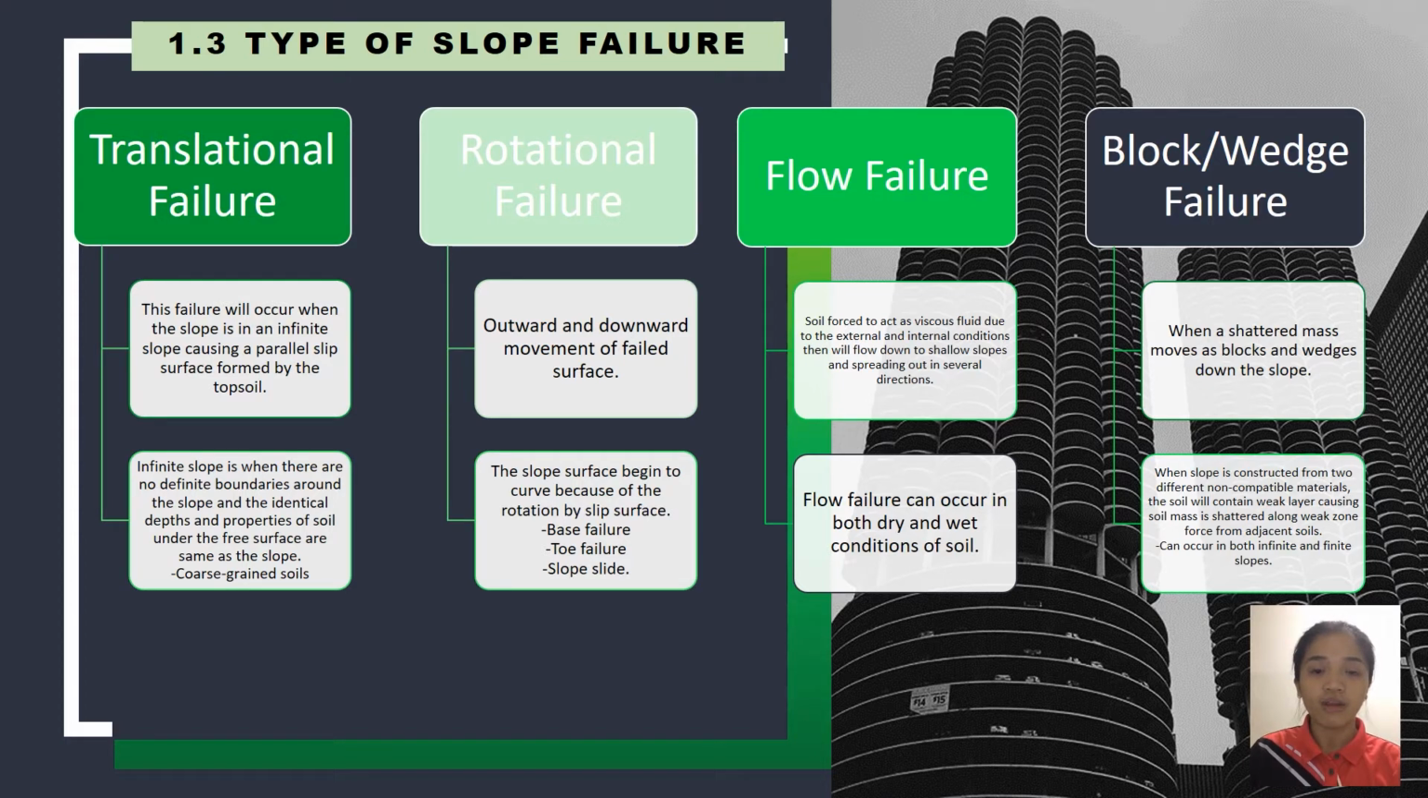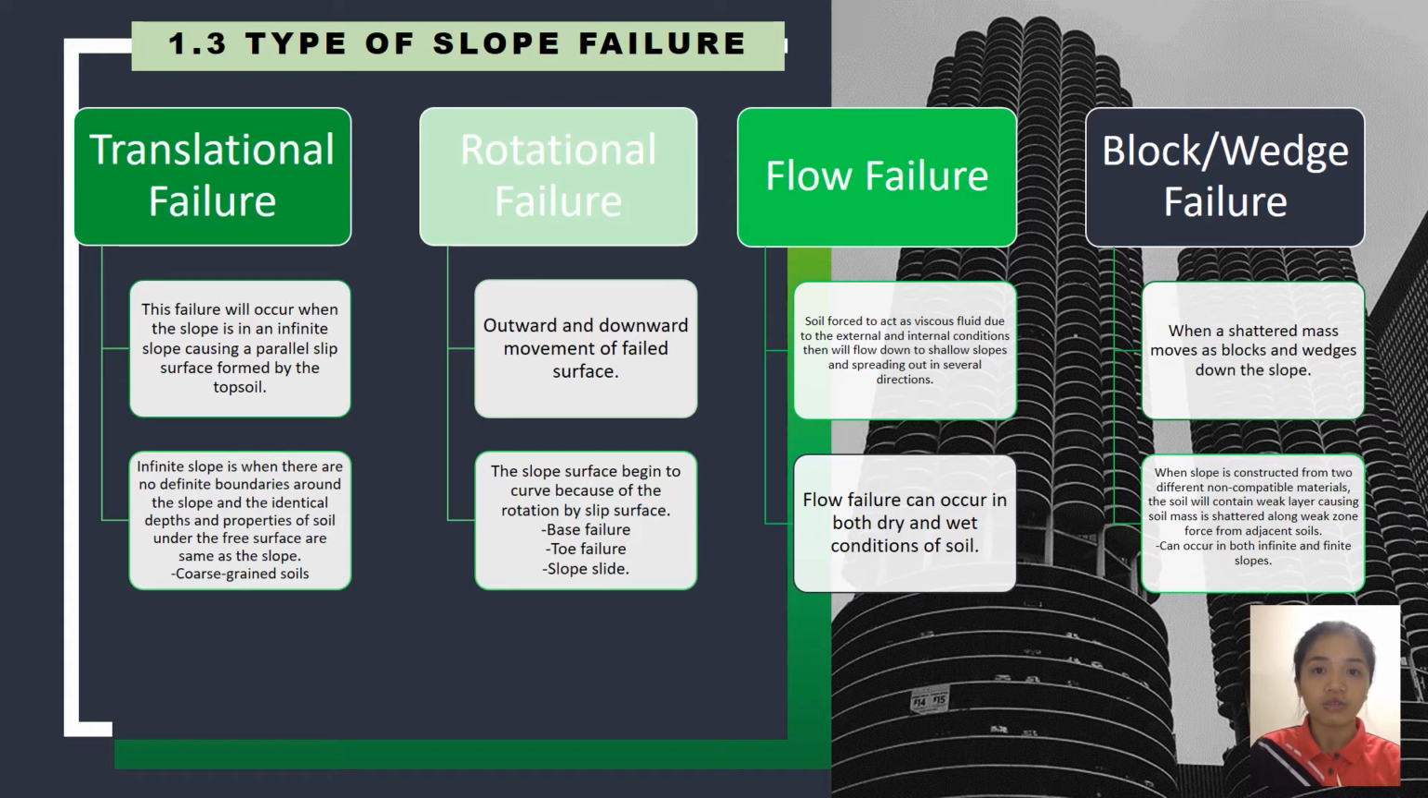Next, flow failure. Flow failure is when the soil is forced to act as a viscous fluid due to external and internal conditions, then flows down shallow slopes and spreads out in several directions. Flow failure can occur in both dry and wet conditions of soil. And the last one is block failure.